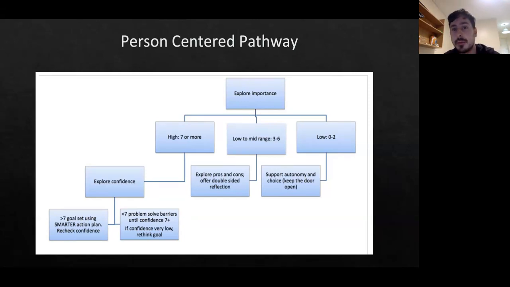And then once you come up with the action plan to finish the consultation, you can recheck their confidence and hope that it's increased closer to 10. If it's less than 7, then you start with the patient to problem solve and try and solve any barriers they may have to try and increase their confidence. If this still hasn't helped, it might be a point to rethink the goal, maybe to reduce the expectations of the goal to a lower setting so that they can achieve this and work from there.